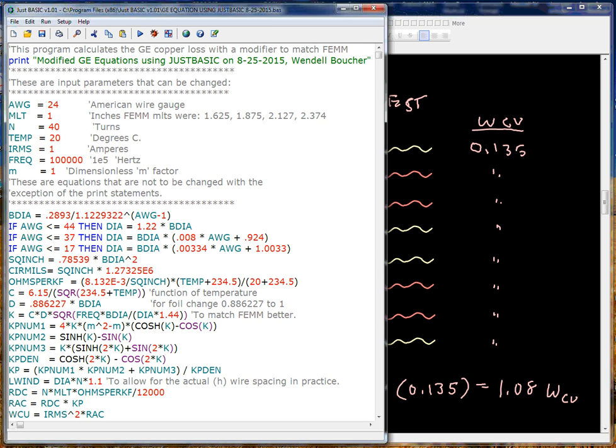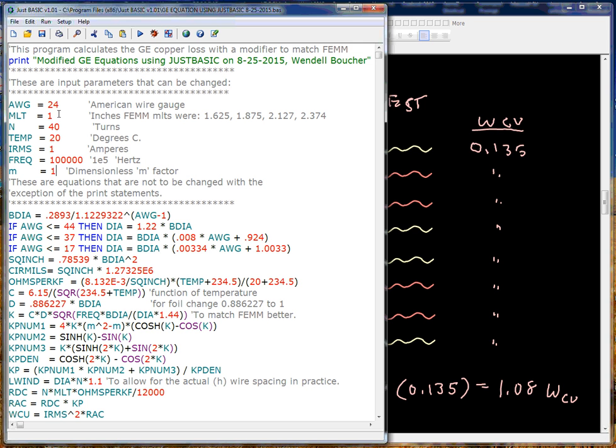This is a program written in a language called JustBasic. It's up here. This is a free program you can download. I've written this program in JustBasic, and it's available to you just for the asking. You can see we input the data right here. I'll move this around, try to get your attention up at the top. American wire gauge, you simply input a number.